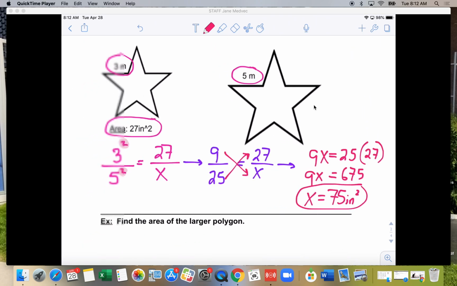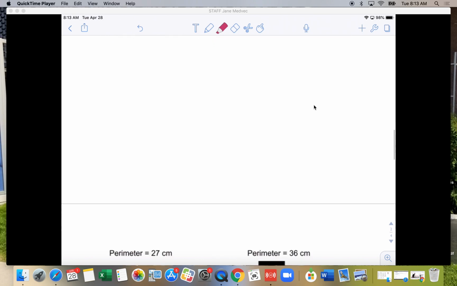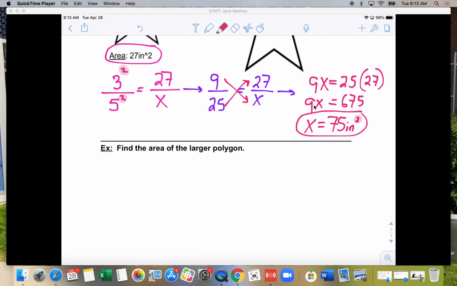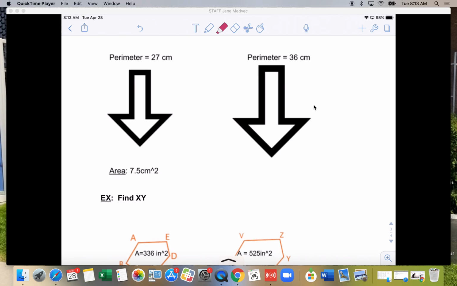Key points on this problem, again, make sure you square the sides when you're comparing it with the area. The second thing, when you do cross products, write down 25 times 27 rather than going right into it. And then also remember that if your answer is area, you're going to put a square in the label. Let's go on and look at the next figure. This is find the area of the larger polygon. We just did that, so we're fine. Let's go on and let's take a look at this.